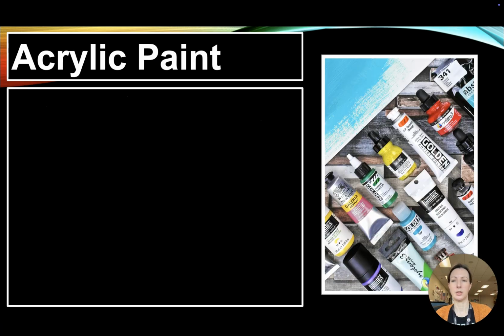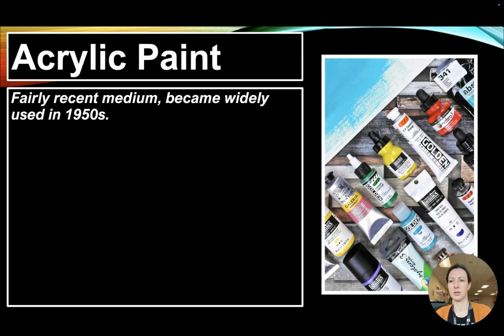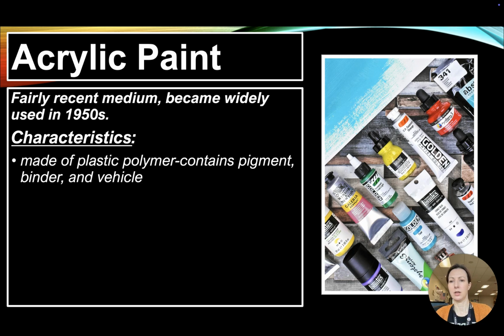So let's look a little bit at acrylic paint before we dive into color. It's a fairly recent art medium. It became widely used in the 1950s. It's made of a plastic polymer. It contains pigment binder in a vehicle. It's really versatile. You can use it on all sorts of different types of media or platforms, canvas, walls. So if you're painting your bedroom, you're probably using an acrylic paint.